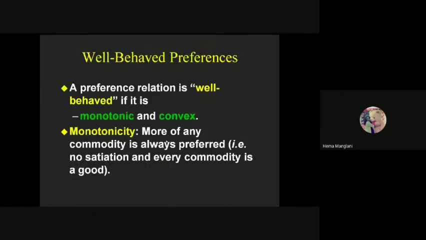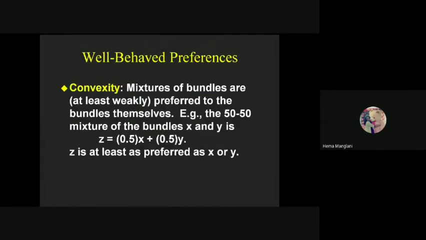Then we have already discussed well-behaved preferences, but we can go into more detail. One is monotonicity, and the second is convexity, which is required for this. So, convexity in detail now: what is convexity? The mixtures of bundles are at least weakly preferred to the bundles themselves. As we have seen, the definition of the indifference curve is also the set of weak preferences.